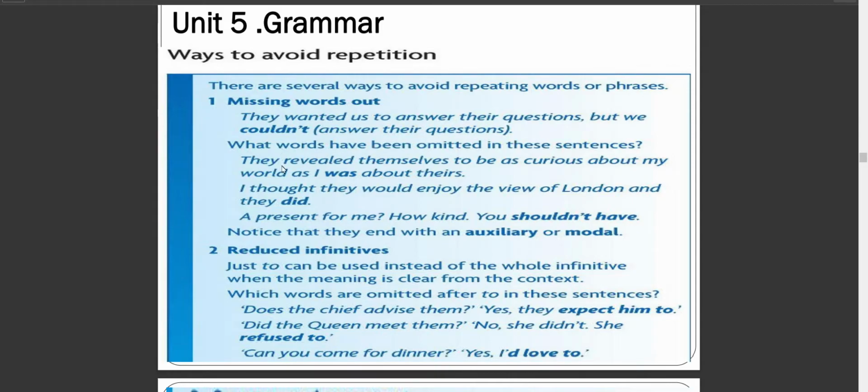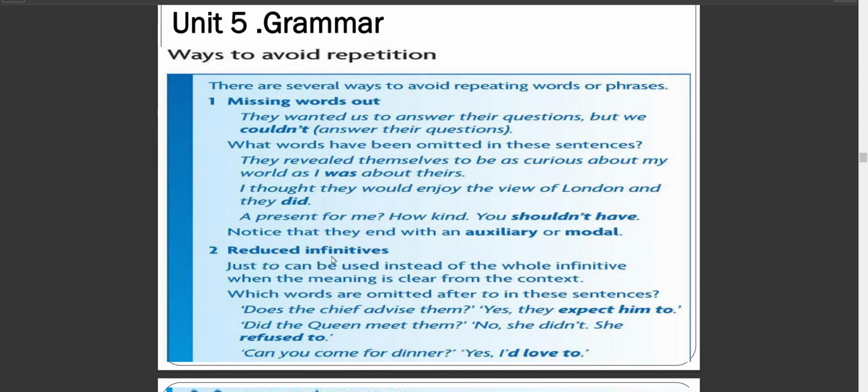هذا يسمى تجنب التكرار. They revealed themselves to be as curious about my world as I was about theirs. I thought they would enjoy the view of London, and they did. A present for me, how kind. You should not have. Note that they end with an auxiliary or modal.